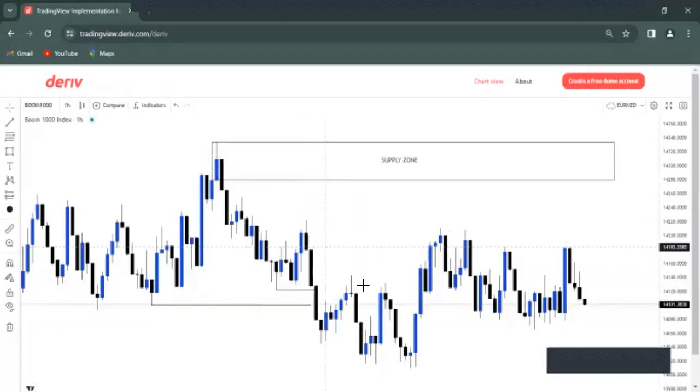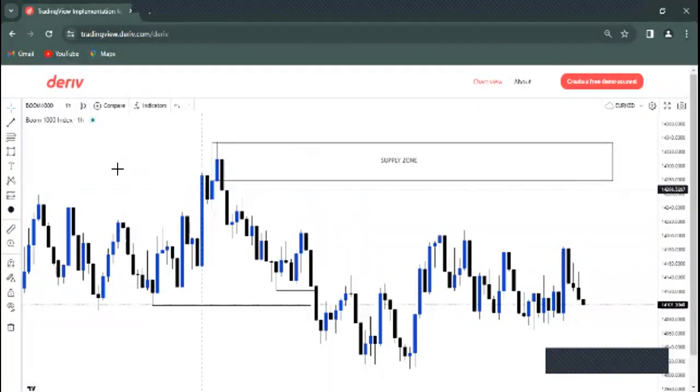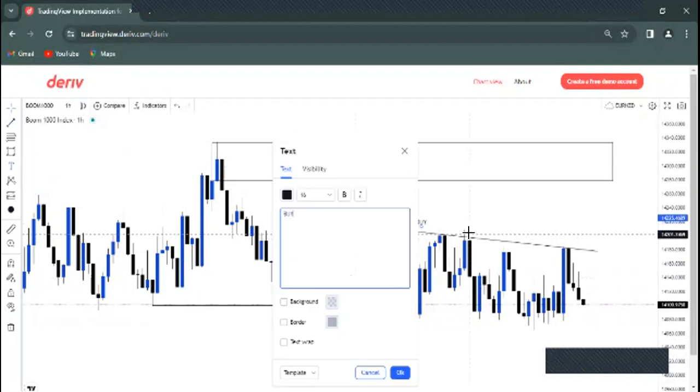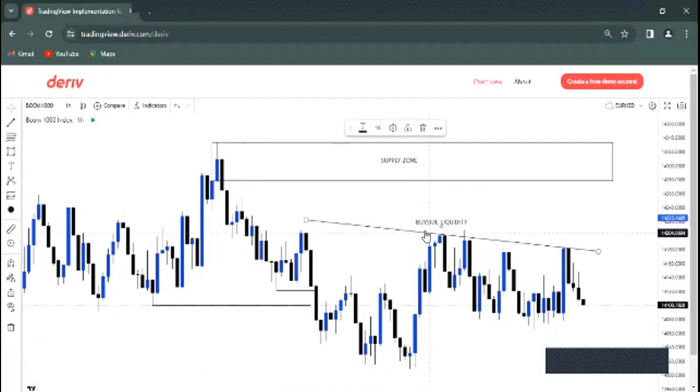So if we look here, we have this liquidity. This is our buy side liquidity, not sell side liquidity. Buy side liquidity, right? And what did I say about it? I also want the buy side liquidity.